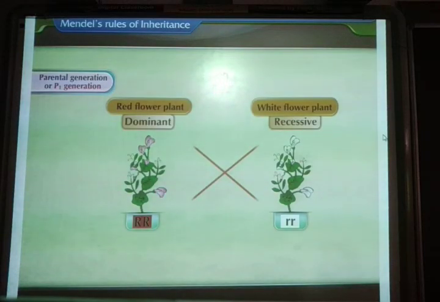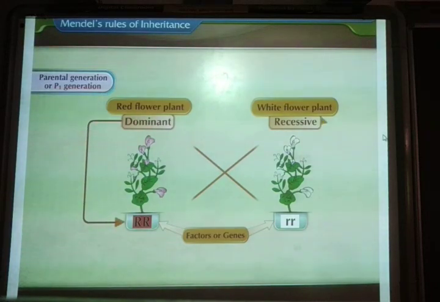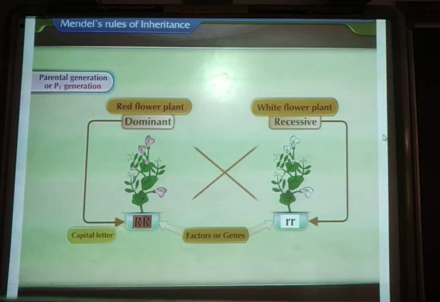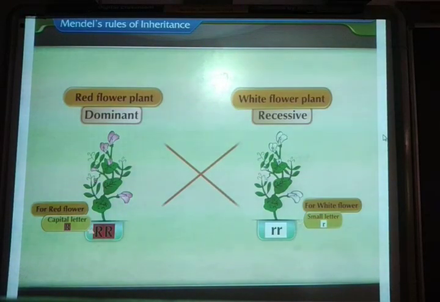Through his experiments on pea plants, Mendel deduced that the factors or genes responsible for a particular character were present in pairs, one as dominant and the other as recessive. A particular convention exists for representing the dominant and recessive factors. Dominant genes are represented by capital letters, while the corresponding recessive genes are represented by corresponding small letters of the alphabet. For example, capital R is for red flower and small r is for white flower.